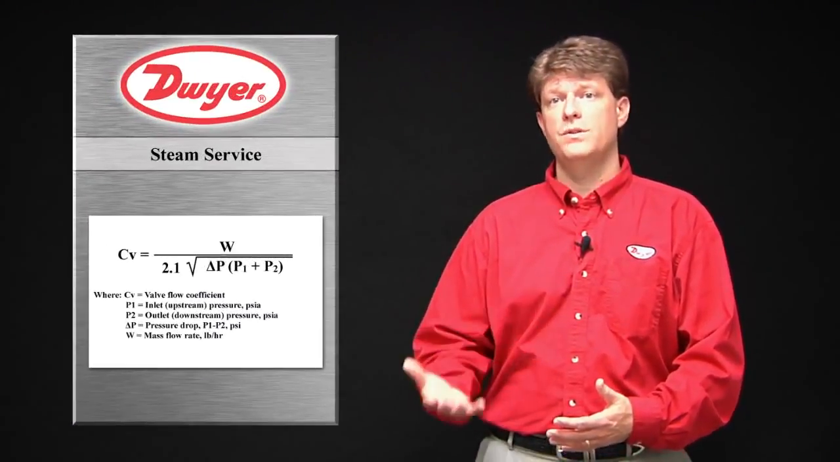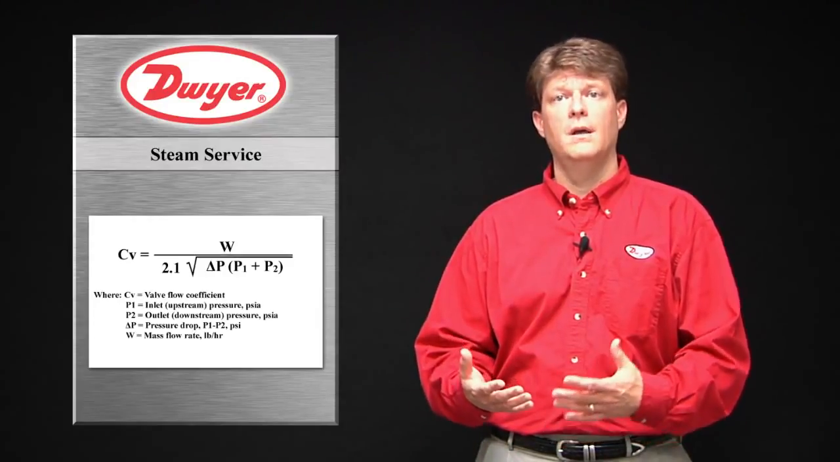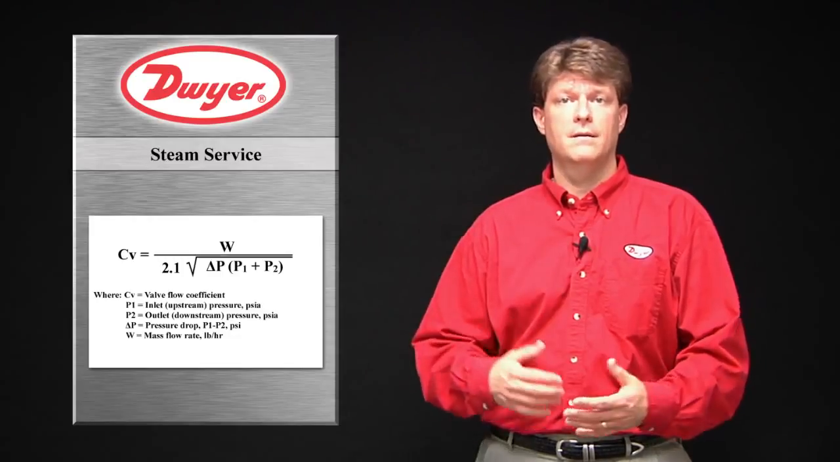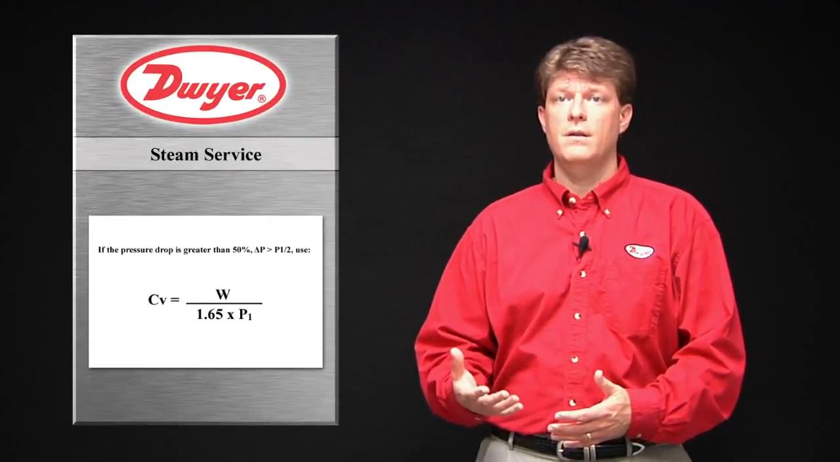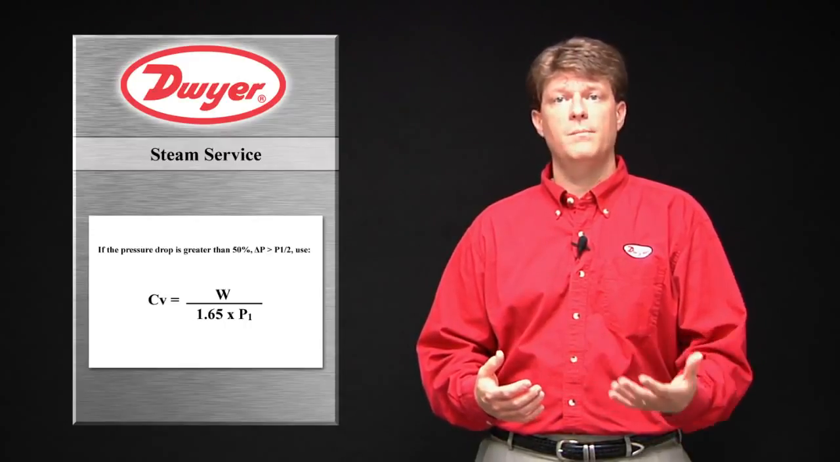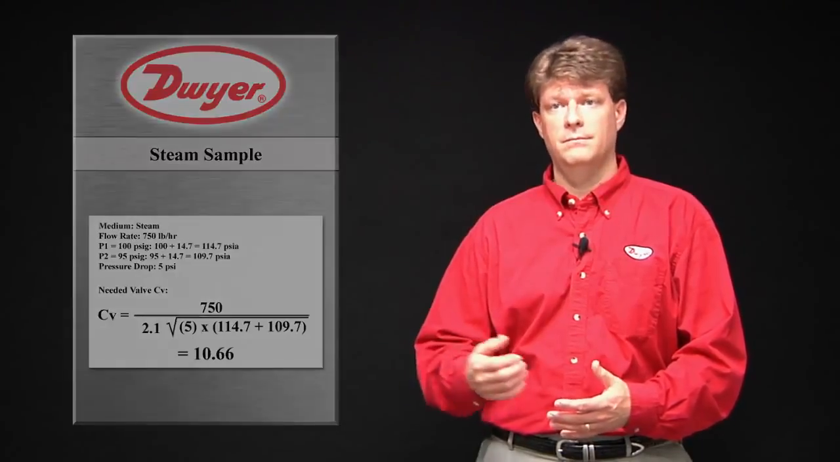For steam, use the equation shown, with CV dependent upon upstream pressure, downstream pressure, pressure drop taken, and mass flow rate needed. If taking greater than 50% of the upstream pressure for pressure drop, use the shown simplified equation. Here's an example calculation for a steam application.